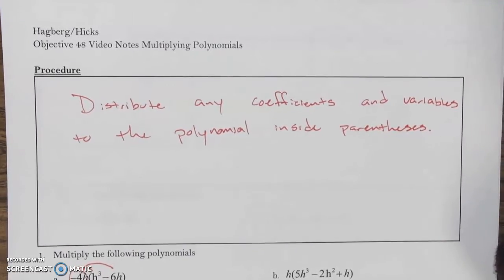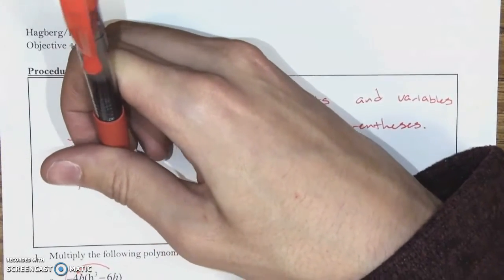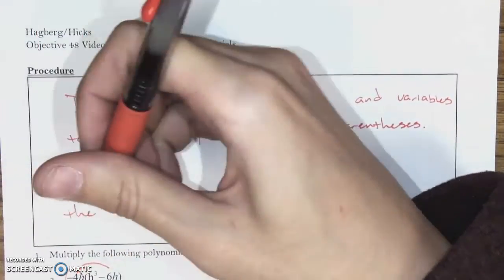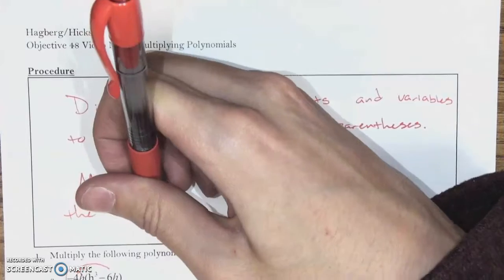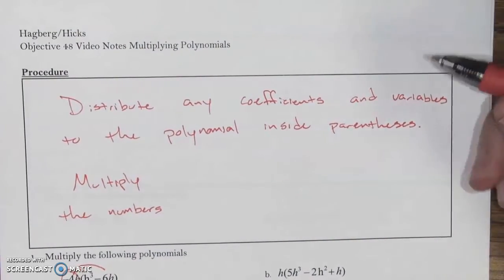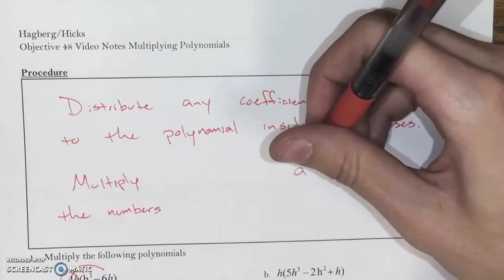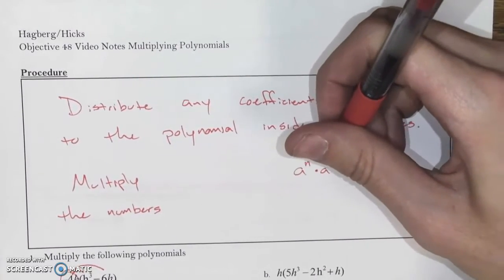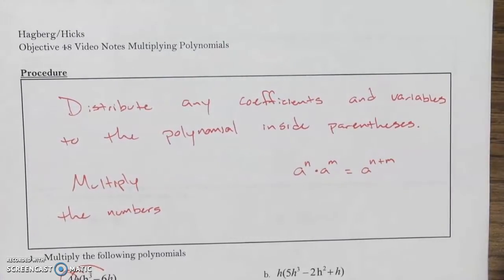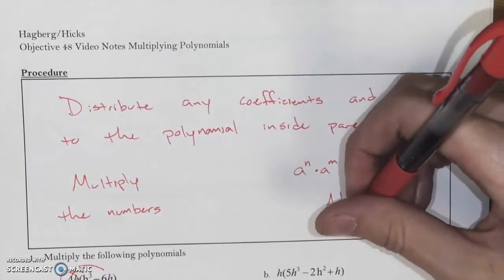As a reminder, our coefficients, we're going to multiply those together. So we multiply numbers with numbers, and we multiply variables with variables. So we multiply the numbers. But what happens when we multiply exponents? When we multiply exponents, remember that if we have a to the n times a to the m, we get a to the n plus m. So remember, we multiply the numbers, we will add the exponents.